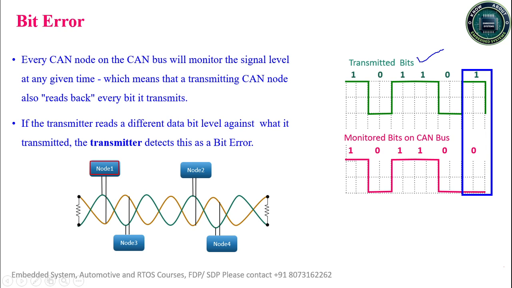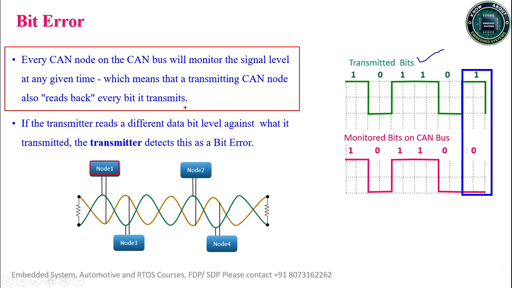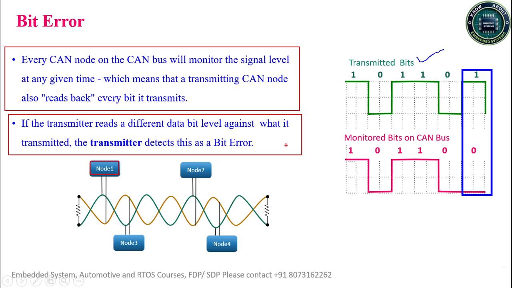Now you can see here, every CAN node is going to monitor the signal level of any given bit. The same bit status will be read back to the same transmitter. If the transmitter has transmitted a dominant or a recessive bit, and it is getting a different bit status from the CAN bus, then that is going to be called a bit error. So bit error means the same bit you should get when you transmit, or the same status will be reflected back. If there is any difference, then that is going to be called a bit error.